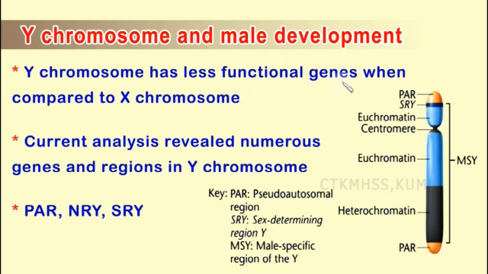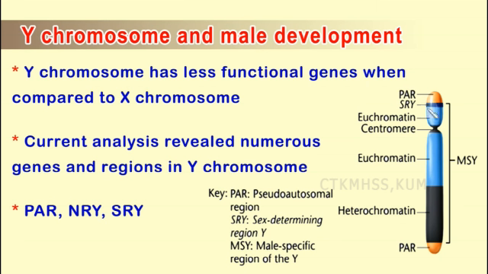Usually the Y chromosome has fewer functional genes when compared to the X chromosome. The number of genes in the Y chromosome is very small compared to the X chromosome, because the X chromosome has nearly 1000 genes, whereas the Y chromosome has only 60 functional genes. Current analysis has revealed that numerous genes and regions are present in the Y chromosome.